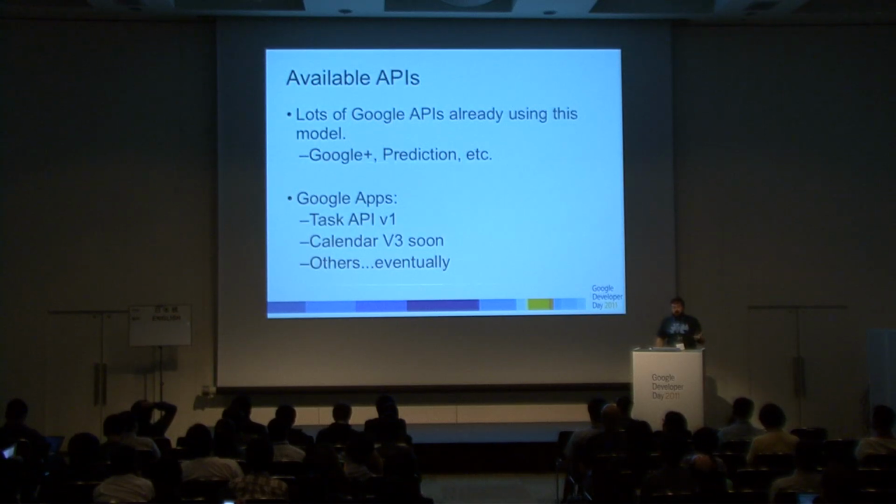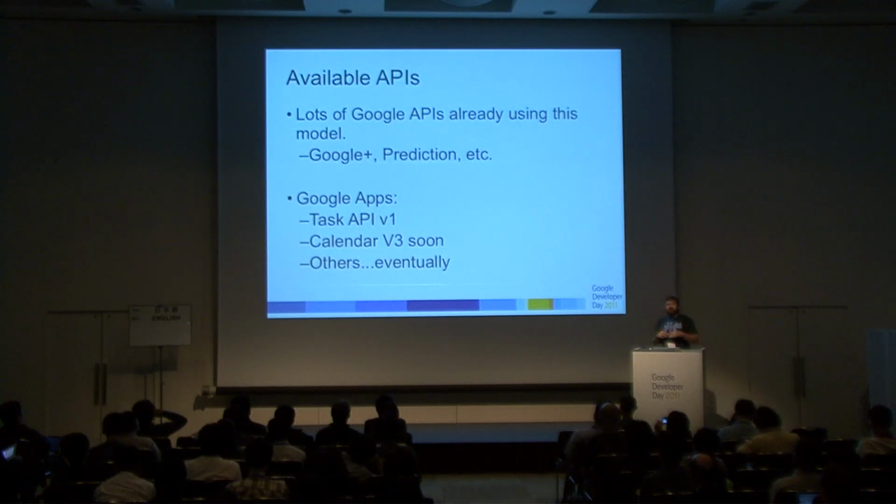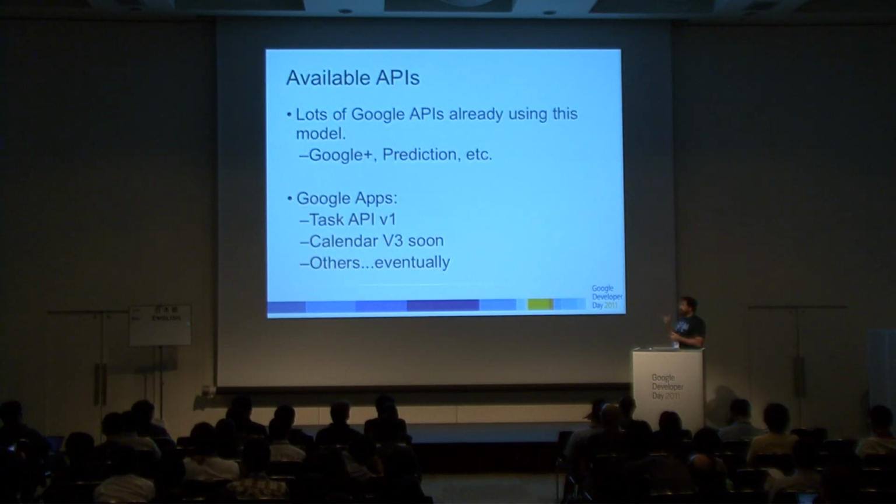So what APIs actually use this infrastructure? Well, there's a lot of the new ones. A lot of the general Google APIs, like Google+, the prediction API, storage, are all built on this new infrastructure. When we talk about the APIs that are part of Google Apps, right now there's only one, and that's the Task API, which was launched back in May at Google I/O. We are working on some other ones.